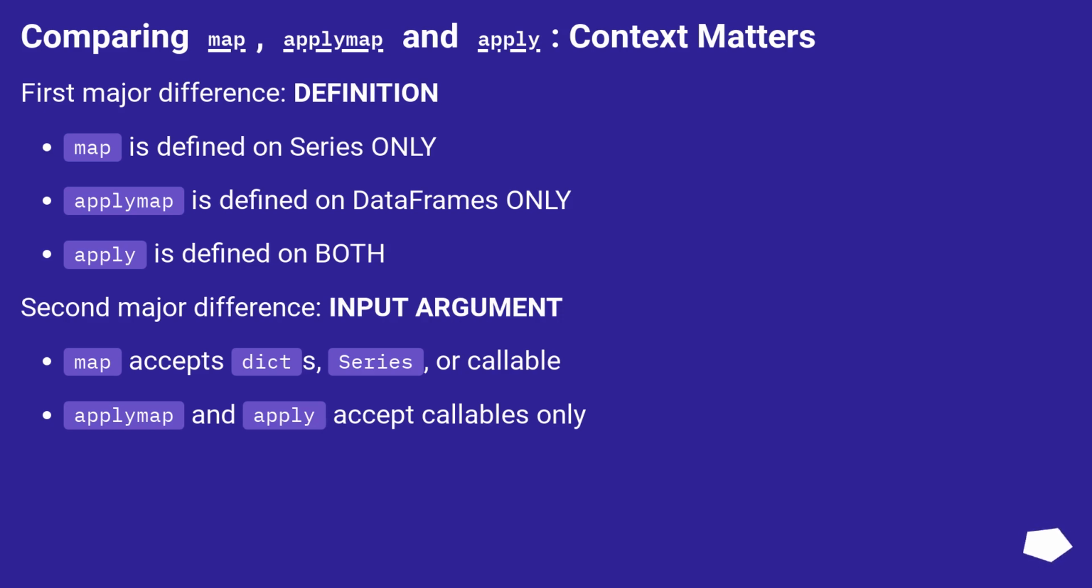Comparing map, applymap and apply, context matters. First major difference, definition. Map is defined on series only, applymap is defined on data frames only, apply is defined on both. Second major difference, input argument. Map accepts dicts, series, or callable, applymap and apply accept callables only.